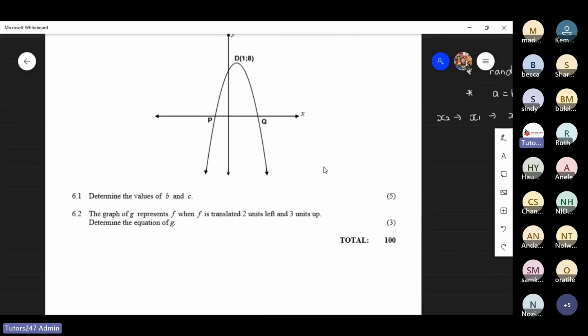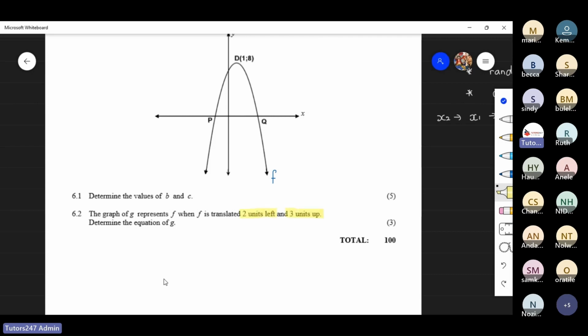So next we have question 6.2. The graph of G represents F when F is translated 2 units left and 3 units up. So we now need to find the equation of this new function G, keeping in mind that the parabolic function we have on top represents F, not G. So this is F. We now need to find G.